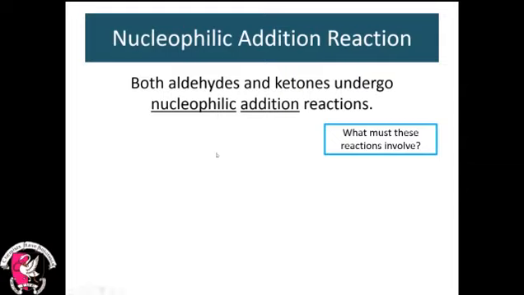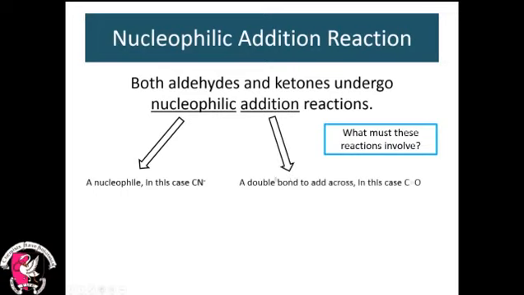Okay, so hopefully you would have realized that you need a nucleophile. Okay, so that's a nucleophilic part. In this case, it's going to be a cyanide ion. And also for addition, we must have a double bond for this cyanide ion to add across. In electrophilic addition, we had a carbon-carbon double bond, but in this case, since we're doing aldehydes and ketones, we have a C double bond O, a carbonyl double bond there. So that's what we need for this to actually take place.